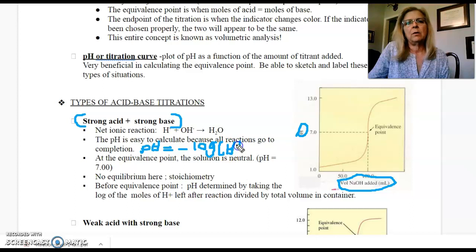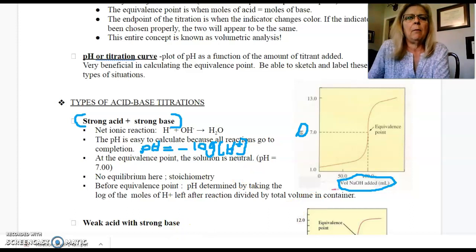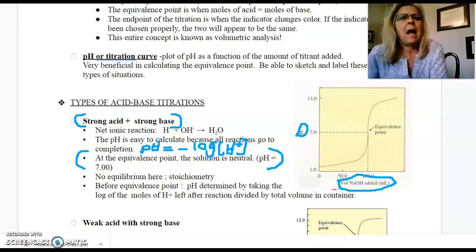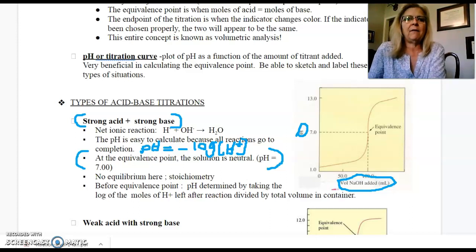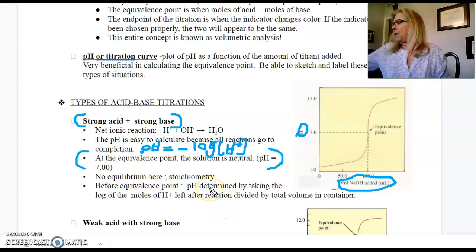All right? So we're specifically still going to be talking about that pH calculation. Big important thing right here. In a strong acid, strong base reaction, at the equivalence point, our solution is neutral and our pH equals 7. We do not have equilibrium. We will be doing some stoichiometry. We can also determine the number of moles of H left after the reaction, and we can figure out what the pH is.